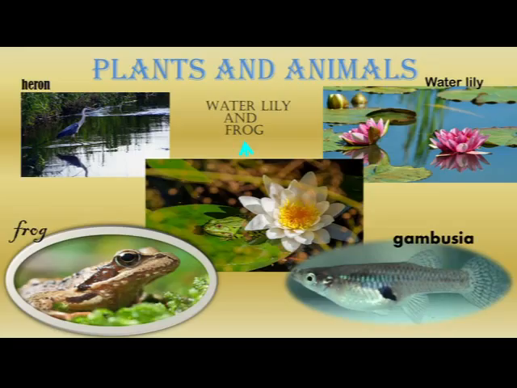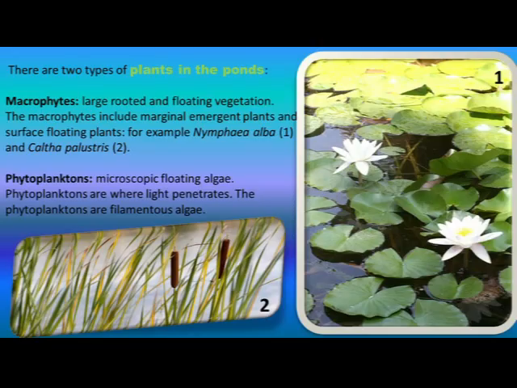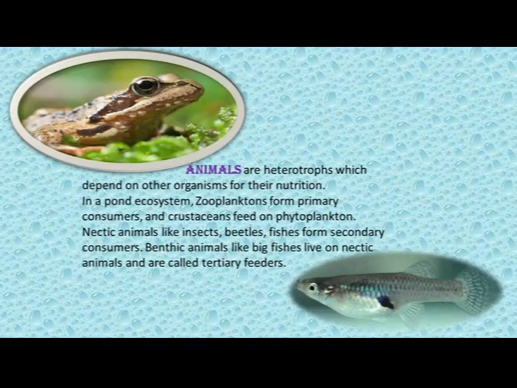Heron, frog with lily, and frog with lily, gambusia. There are two types of plants in the ponds. Macrophytes: larger rooted and floating vegetation. The macrophytes include marginal emergent plants and surface floating plants, for example Nymphaea alba and Caltha palustris. Phytoplankton: microscopic floating algae, found where light penetrates. The phytoplankton are filamentous algae.